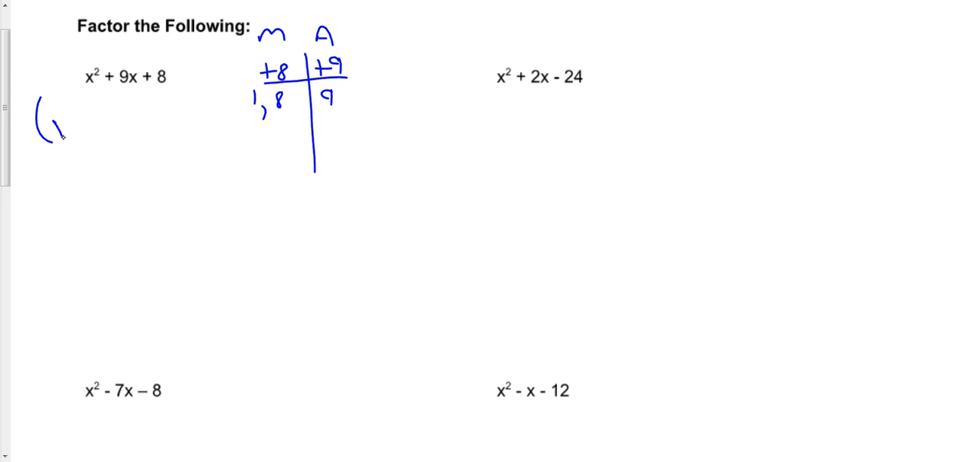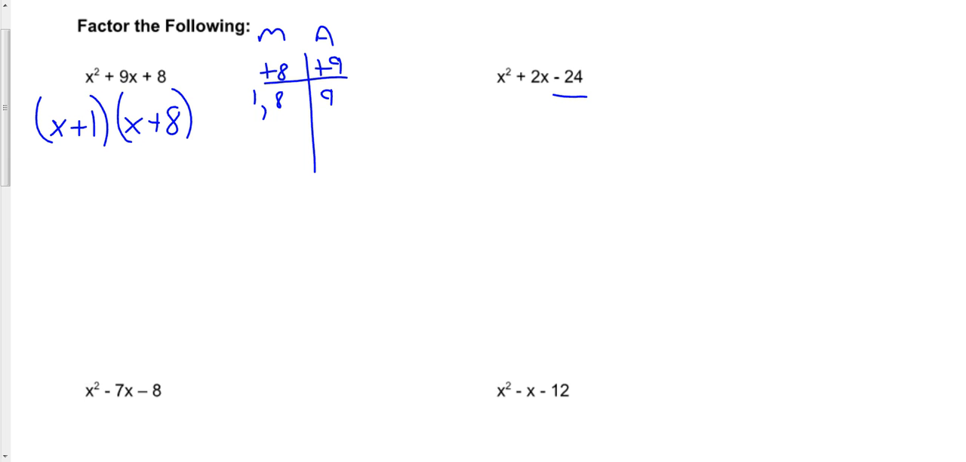So x plus 1 times x plus 8 will work. Okay, and if you expand that out, you'll get the same answer. If we look over here in the upper right, here's a slightly different one. In this case, our c value is actually negative. So we know that the two numbers are going to multiply again to a negative number.